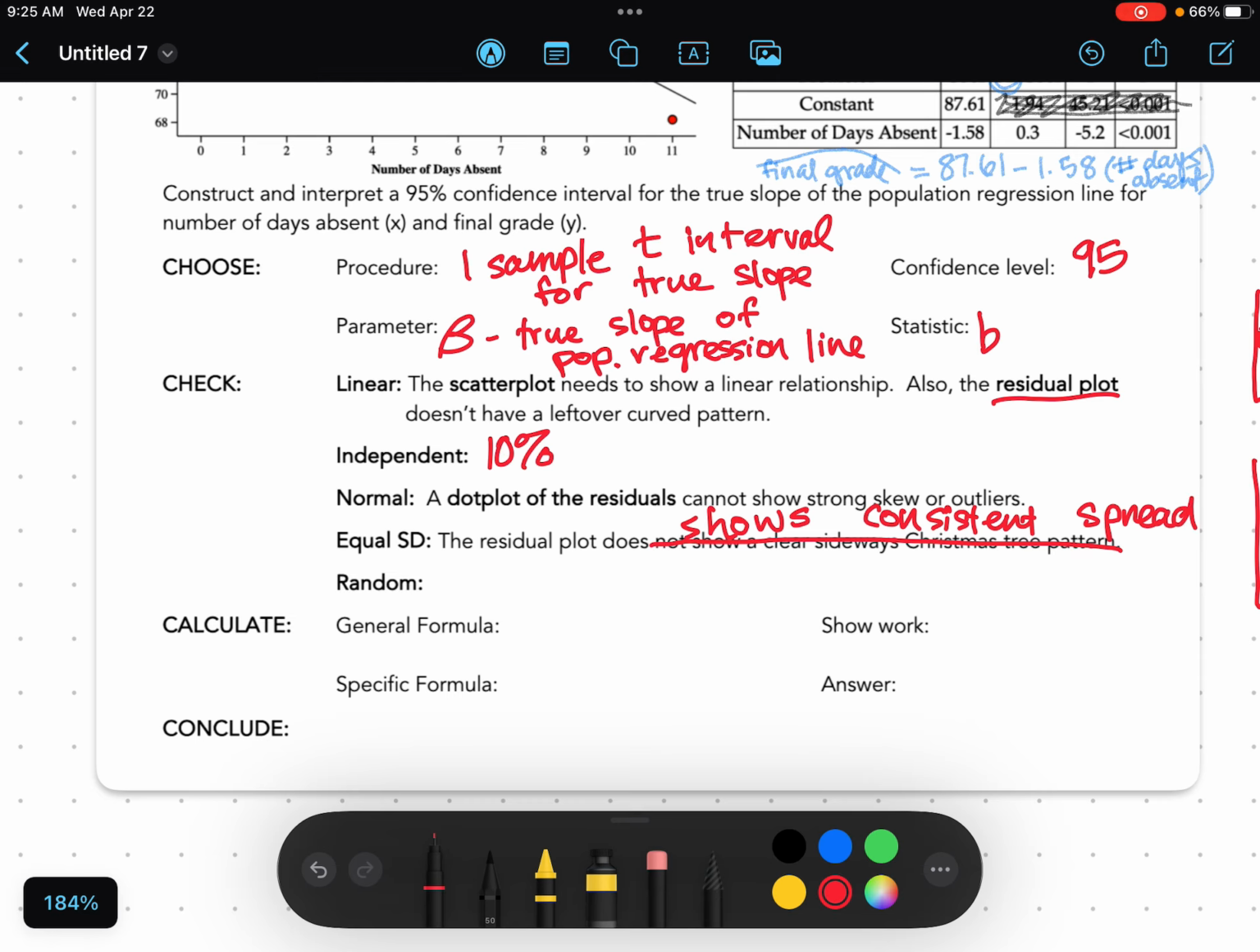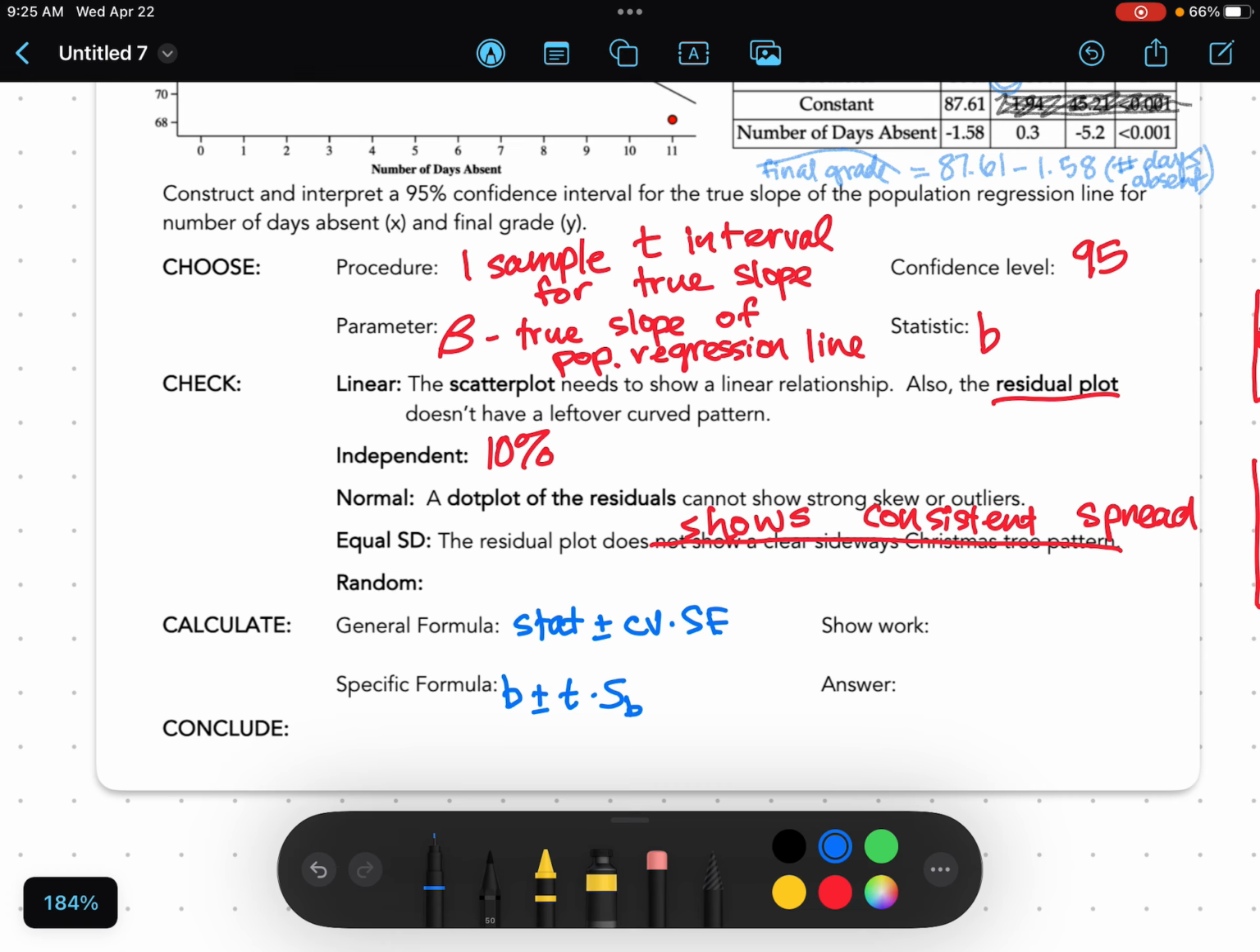Okay, so the general formula, you guys know this. It's stat plus or minus critical value times standard error, right? Okay, the specific formula would be beta plus or minus, I'm so sorry, it's not beta. We don't have beta, silly Miss Sadler. We just have a statistic. B plus or minus T times, the way they notate it on the formula sheet, S sub B.